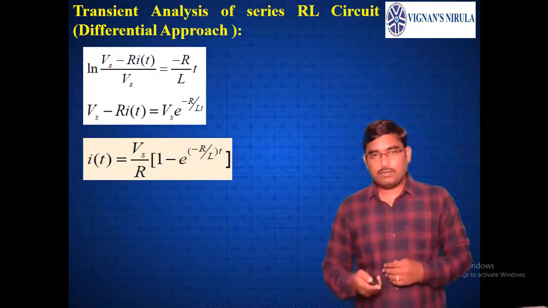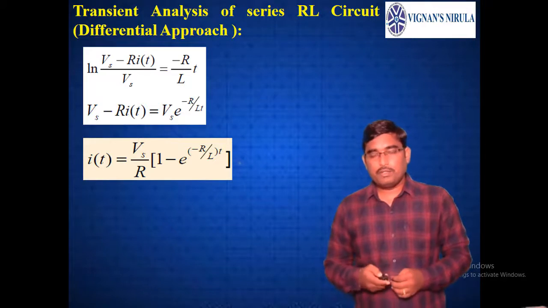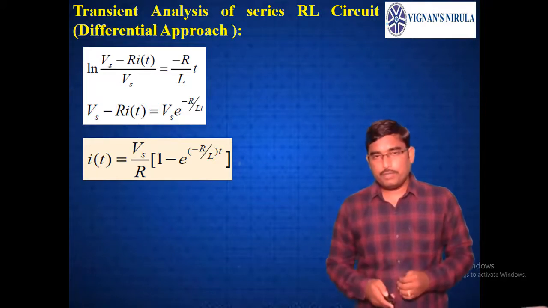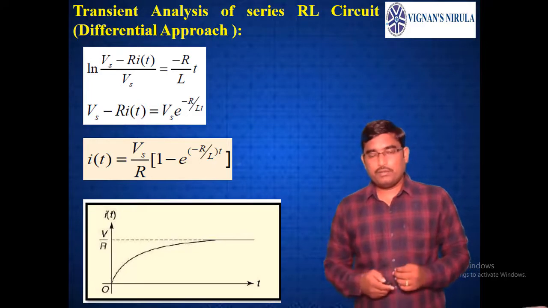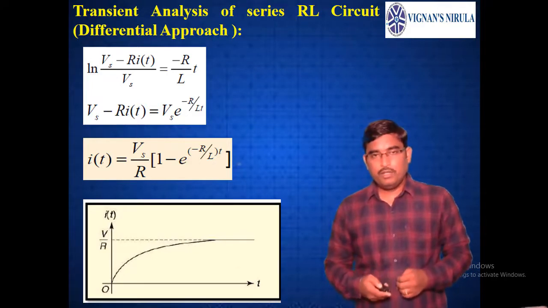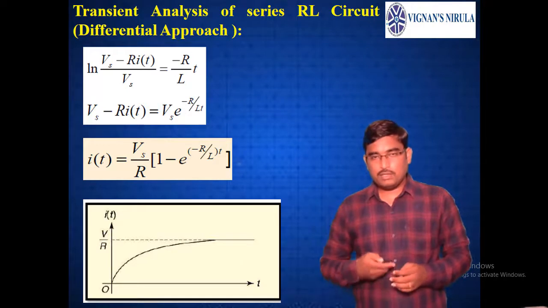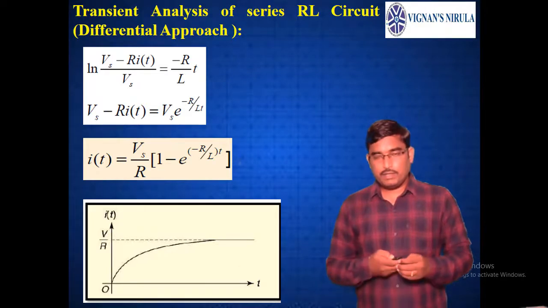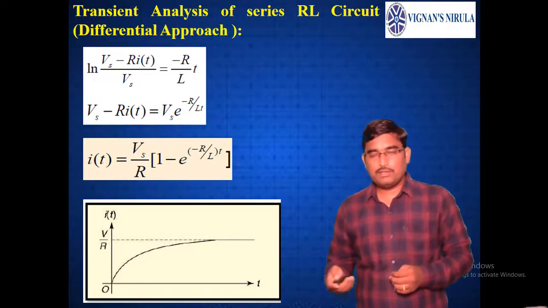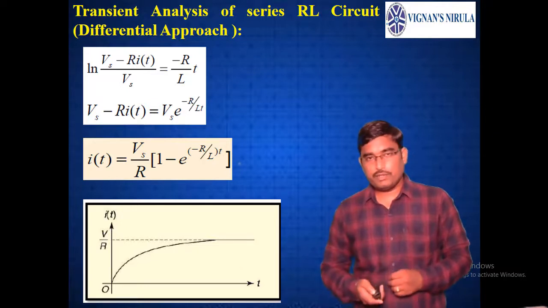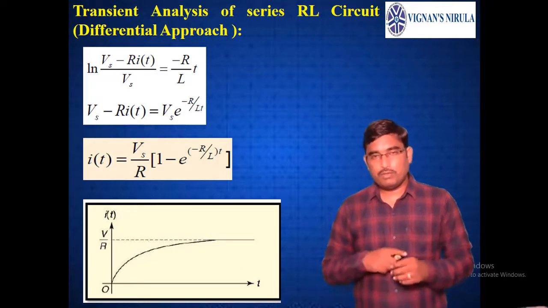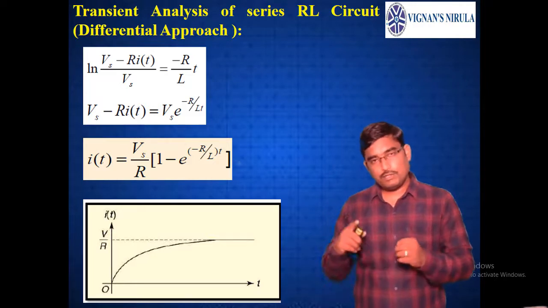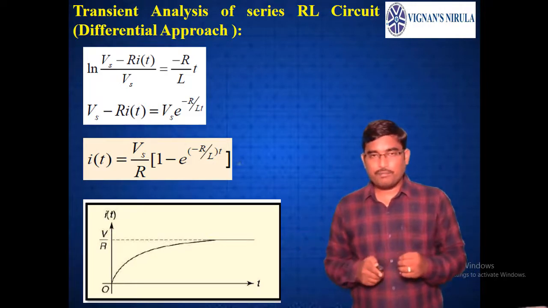Now i of t becomes Vs by R into (1 minus e power minus R by L into t). If you draw the waveform for this response i of t, putting t equals 0, initially when the switch S is closed, i of t equals 0. The waveform starts at 0 and as t goes on increasing, finally at t equals infinity, the current becomes Vs by R, which is the steady state. See the waveform, finally it reaches the steady state value, that is Vs by R.